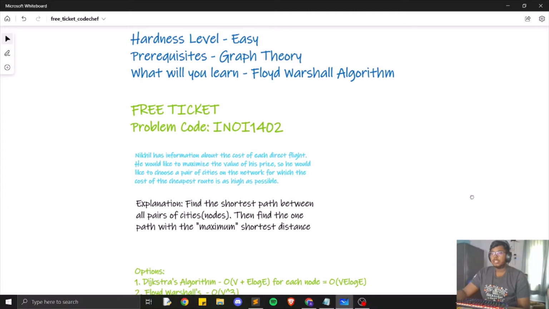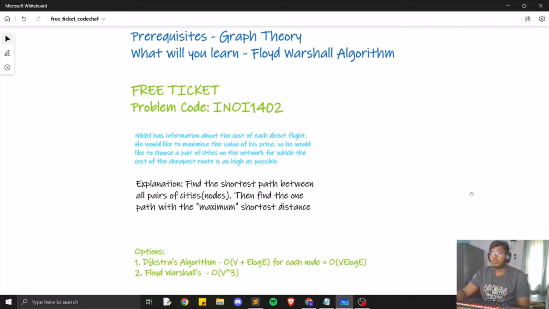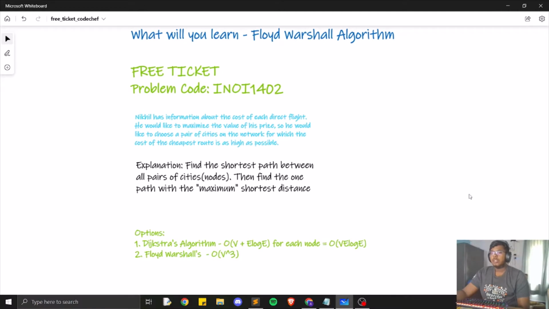So now let us start the explanation. We need to find the shortest path, that is the shortest weight, between all the pairs of cities, and then print the one with the maximum shortest distance. So what we can do for finding the shortest distance is use the algorithm known as Dijkstra's algorithm, whose time complexity is O of (V plus E) log E. So we can use Dijkstra's algorithm as well. But there are a few cons with Dijkstra's algorithm. The first one is that the code for Dijkstra's is very long and hard to implement, and in this context we don't want to write such lengthy code.